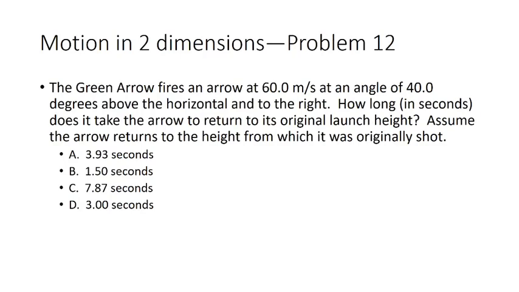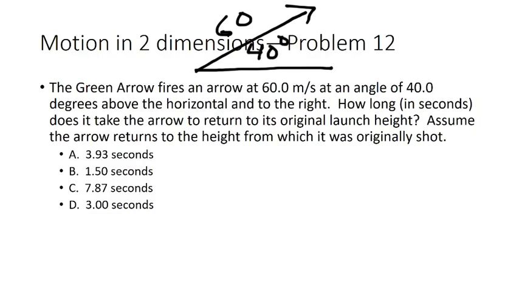So here we have another projectile problem. Here we have the green arrow firing an arrow at 60 meters per second, so let's draw that in, at a 40-degree angle above the horizontal and to the right. This angle is 40 degrees. We want to know how much time it takes the arrow to return to its original launch height. So our arrow is going to follow a parabolic path, and we want to know how much time it takes to go from right here all the way back down to that same height over there.